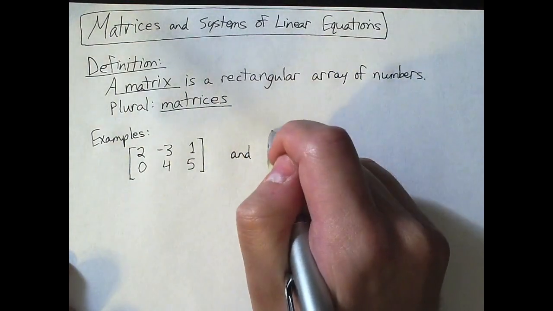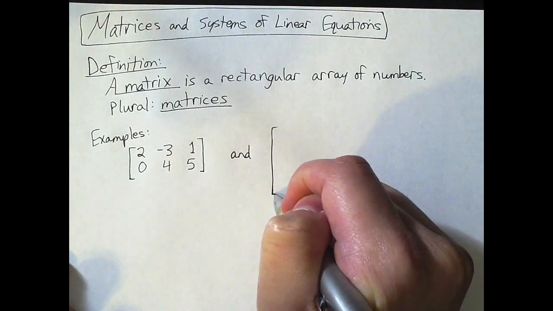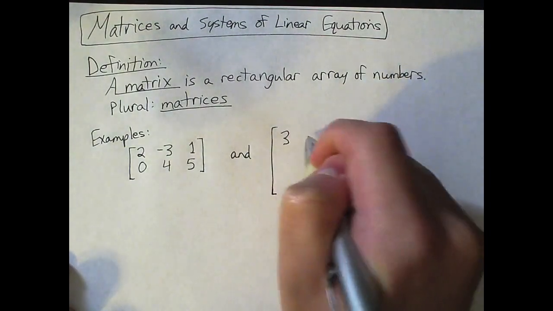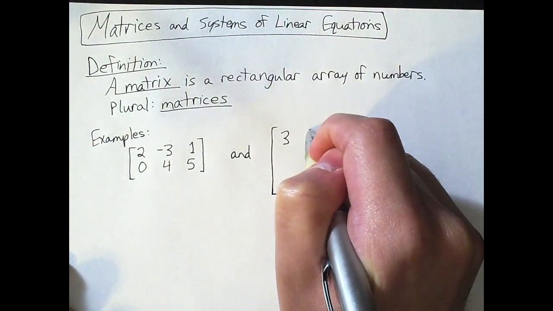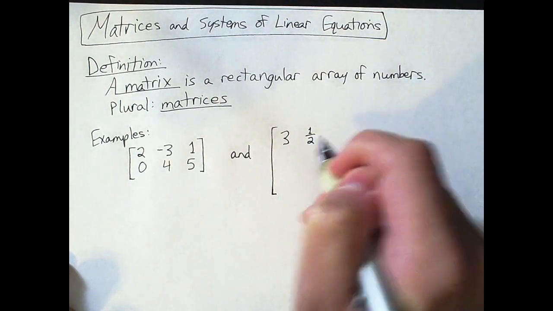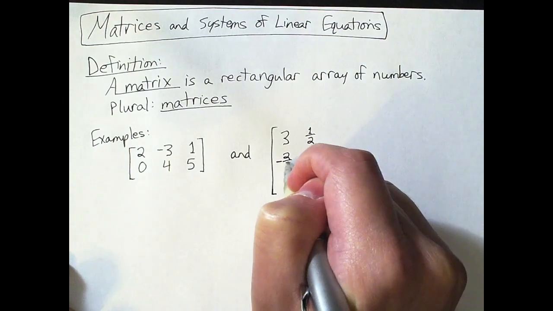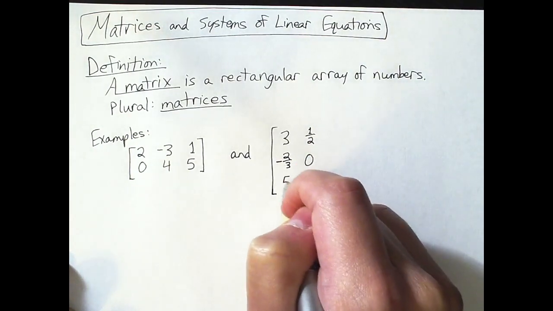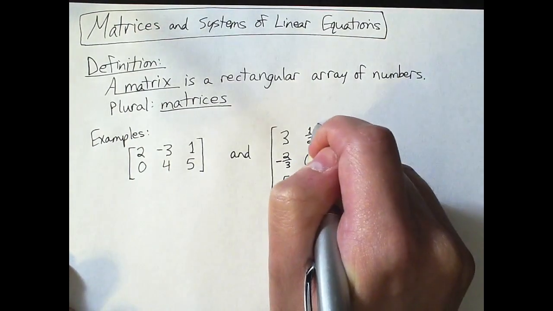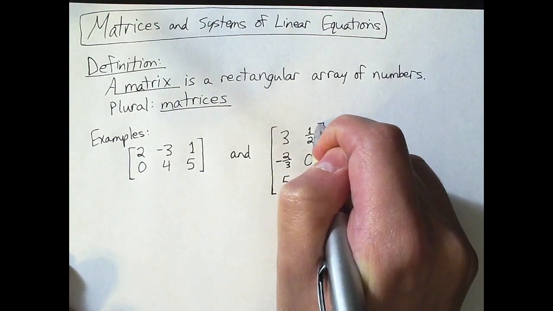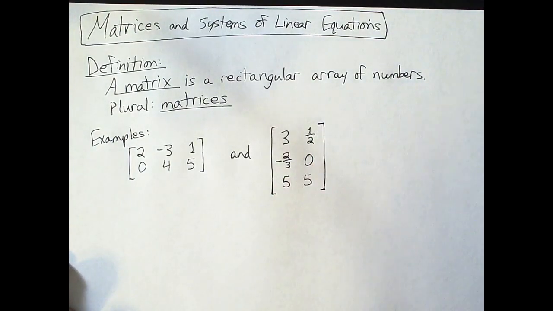And then you could also have a rectangle that's sort of taller. So maybe 3, 1/2, -2/3, 0, 5, 5. That's also a rectangular array of numbers. It also has the square brackets around it.